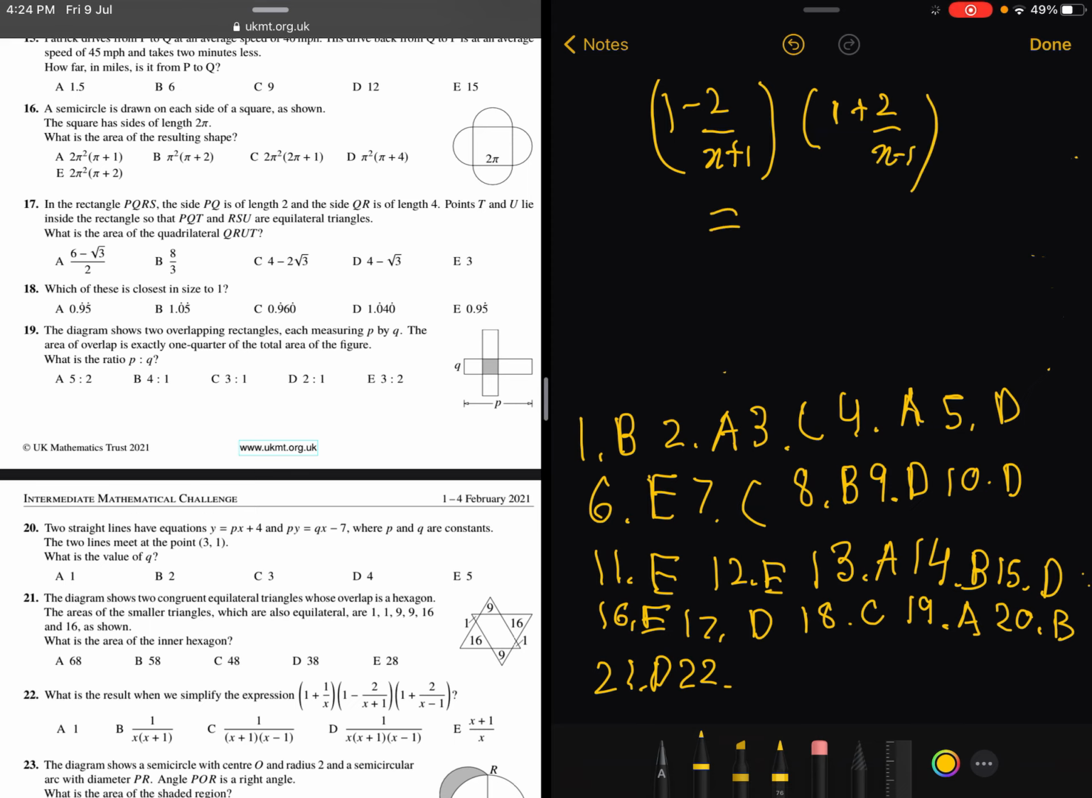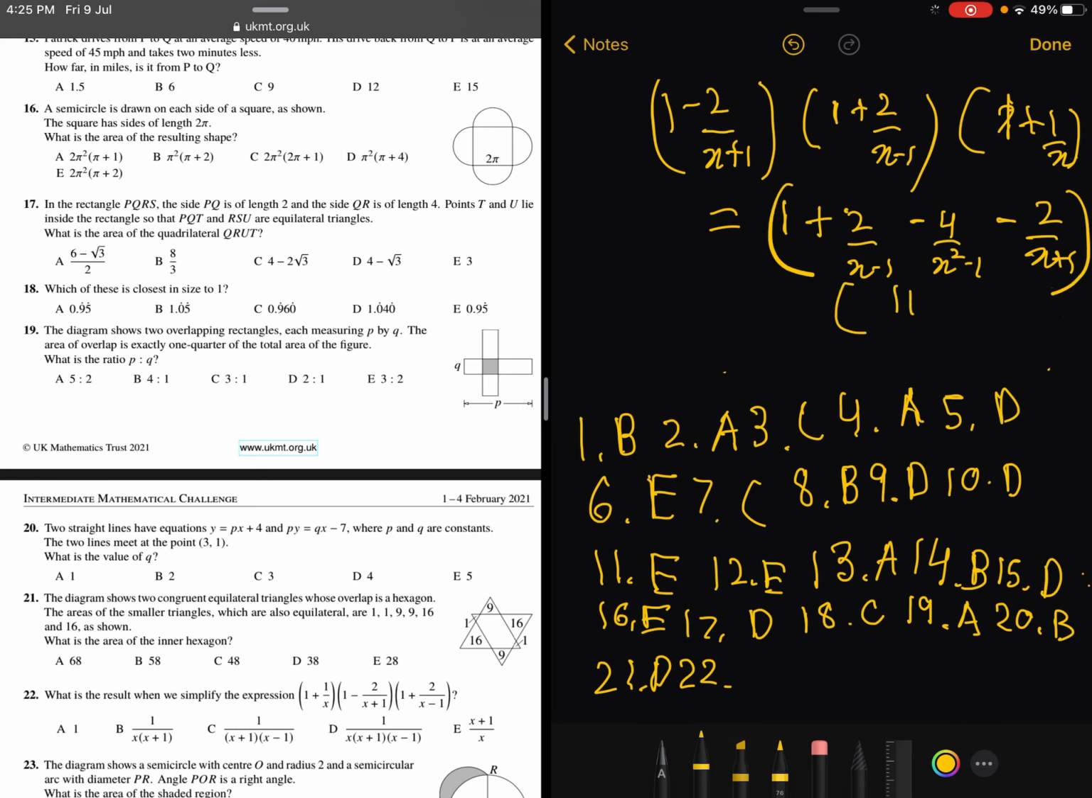We get 1 plus 2 over x minus 1 minus 4 over x squared minus 1 minus 2 over x plus 1. And we need to multiply this by, what is it? 1 plus 1 over x. So this whole thing into 1 plus 1 over x. Sorry, we don't have much space. Let's just get rid of the top part.